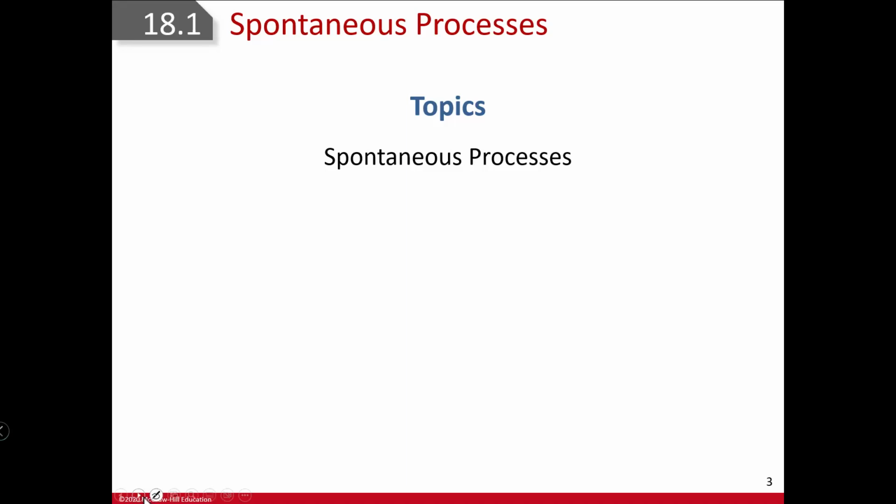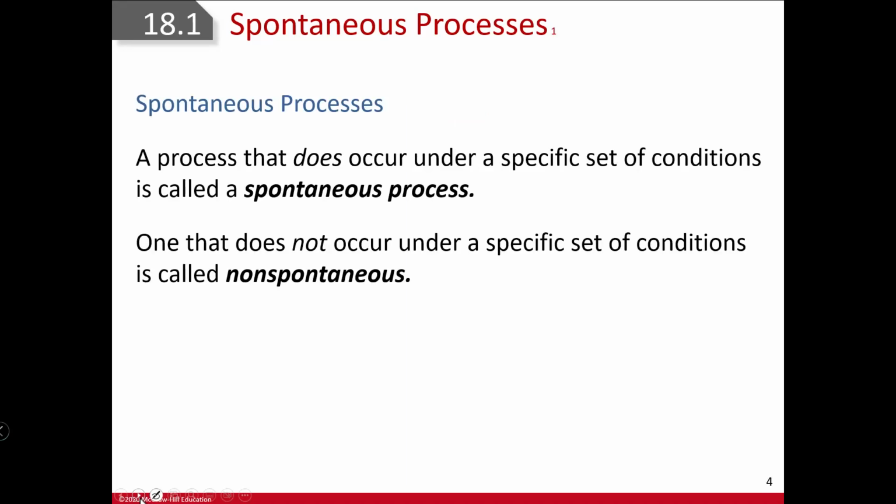It's a statistical method of explaining entropy. A process that does occur under specific sets of conditions is called a spontaneous process. It does occur, and it does have to have specific conditions. We know that wood's not going to burn if you just put a match on a log, right? It generally doesn't set the log on fire. So there's a specific set of conditions that have to be met. And if it does not occur under these specific conditions, it's called a non-spontaneous reaction. So speak the language: spontaneous and non-spontaneous.